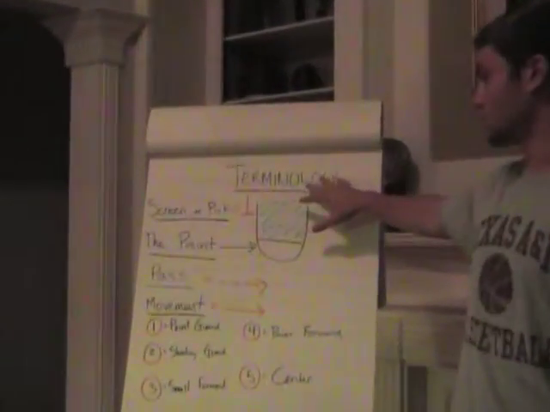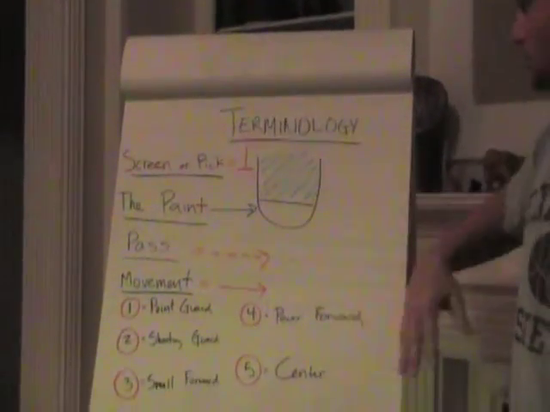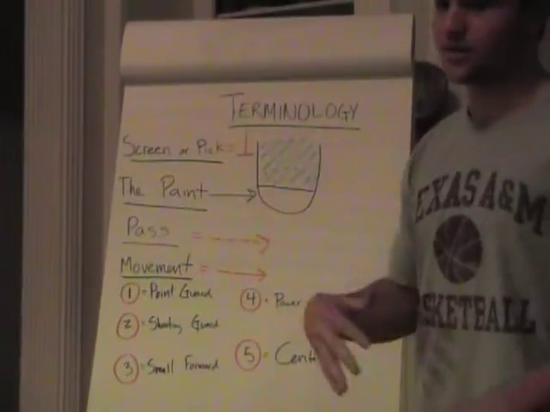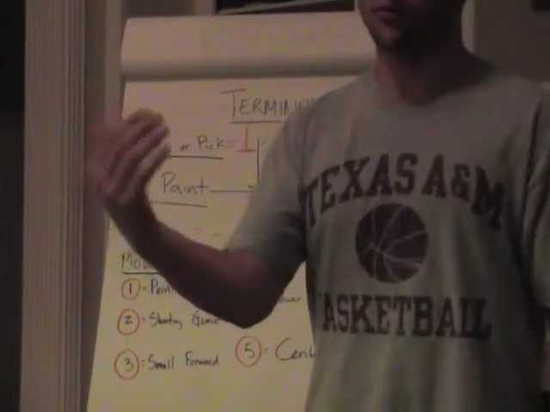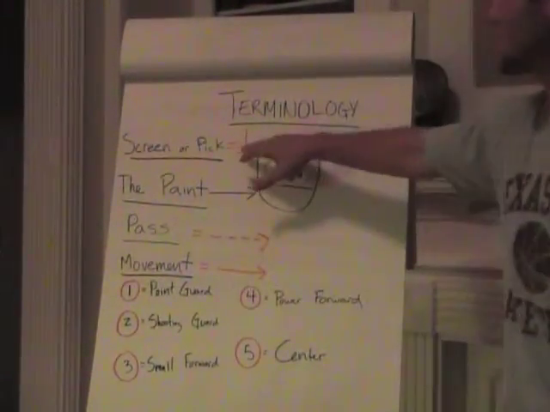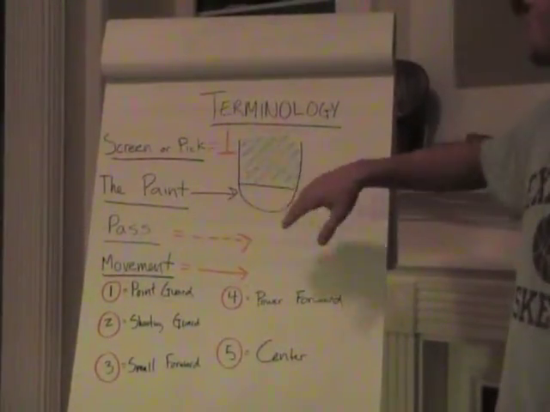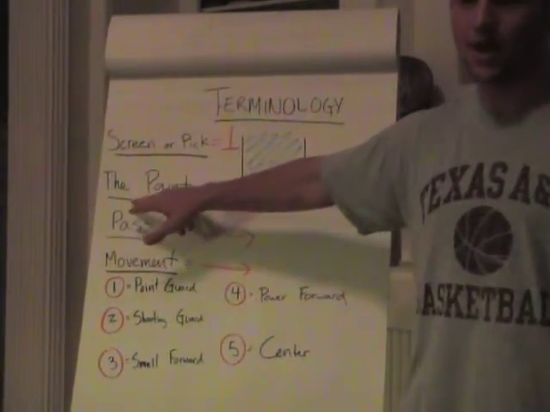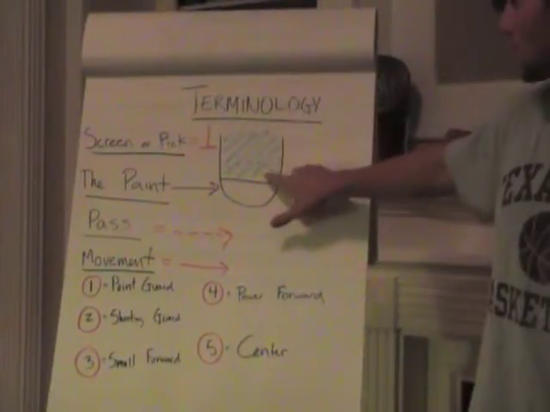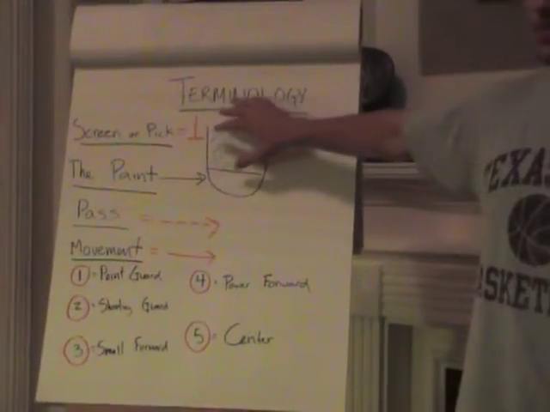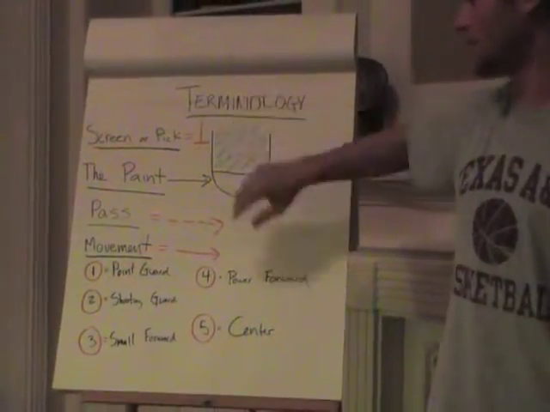Before we get started, I got some terminology that I'm going to be using during my speech. A screen or a pick is something that is used to free up another player running across the court, and it is represented by this T-shaped arrow. When I refer to anything that is in the paint, it is anything that is in this box right here in the basketball hoop area.